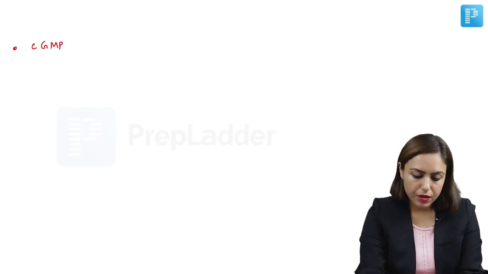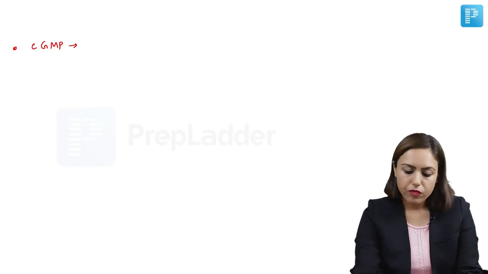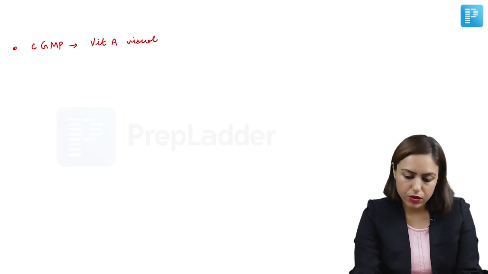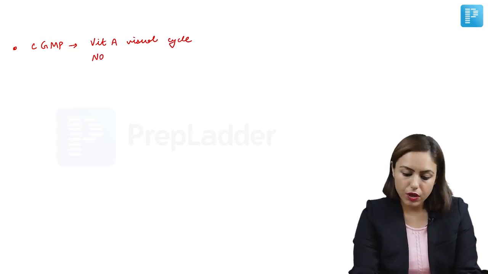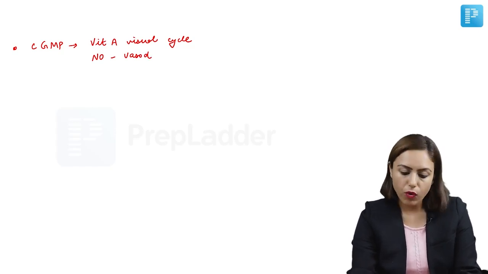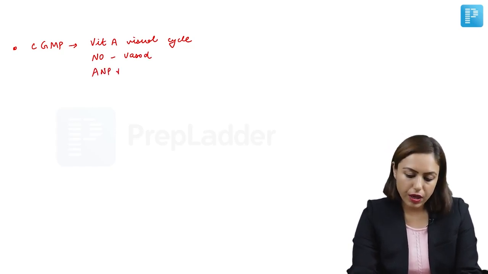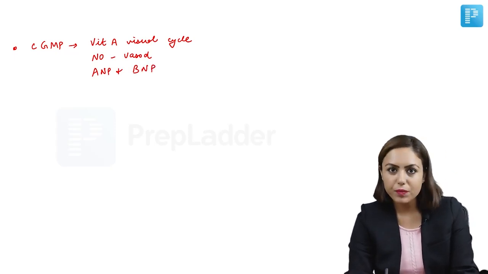Cyclic GMP is also a second messenger involved in few things in the body. One, it is involved in vitamin A visual cycle. Then it is involved in the nitric oxide vasodilatory effect, and it is also involved in the activation of ANP and BNP natriuretic peptides, right?